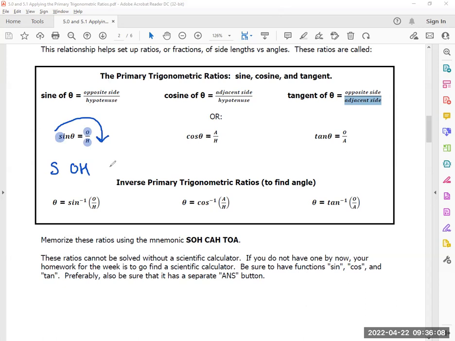Cosine starts with the letter C. And the fraction adjacent over hypotenuse starts with the letters A and H. If you say that in the order that I'm showing you with the arrow, it's C, A, H. And lastly, tangent starts with the letter T. The opposite over adjacent fraction is O with A. And if I say it in the order that I showed with the arrow, it's T, O, A. Hence the mnemonic SOHCAHTOA.